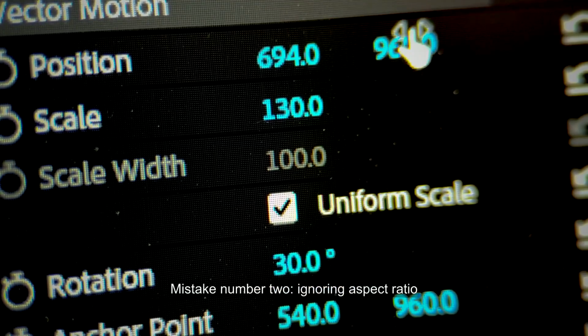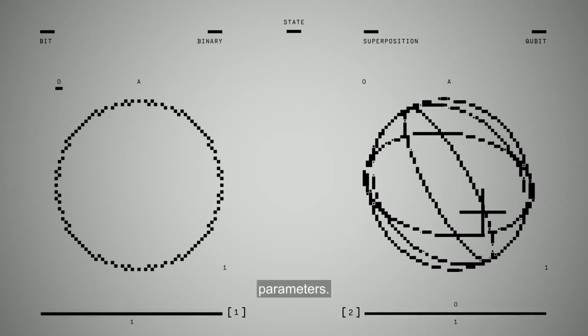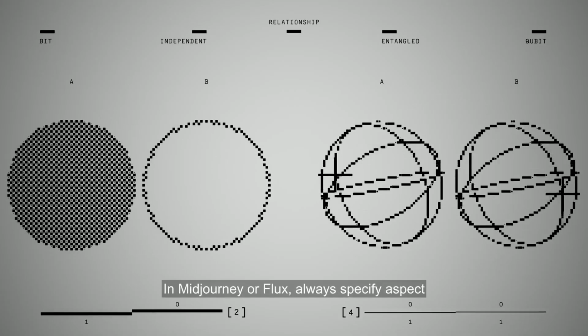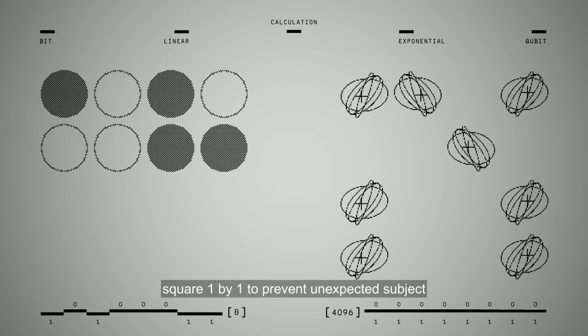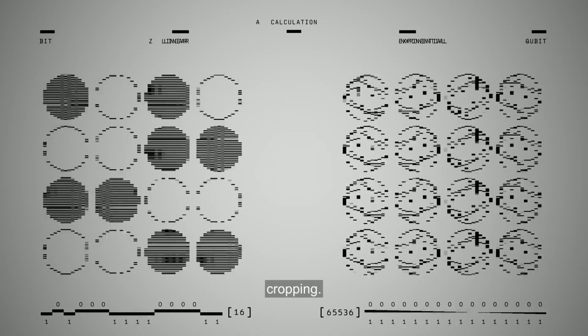Mistake number 2, ignoring aspect ratio parameters. In Midjourney or Flux, always specify aspect ratio early using --ar 16:9 or square 1:1 to prevent unexpected subject cropping.